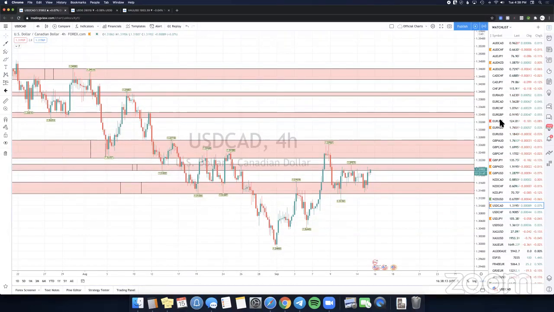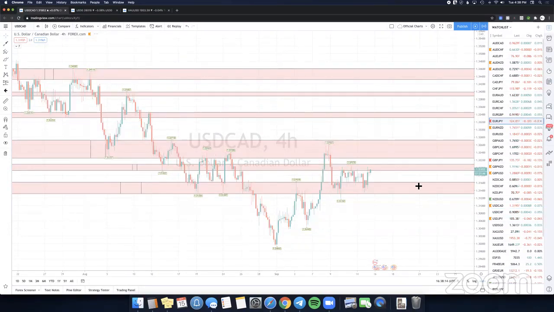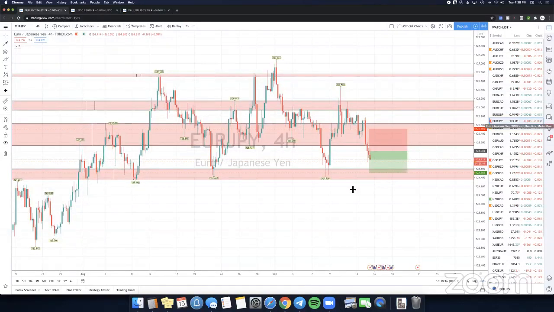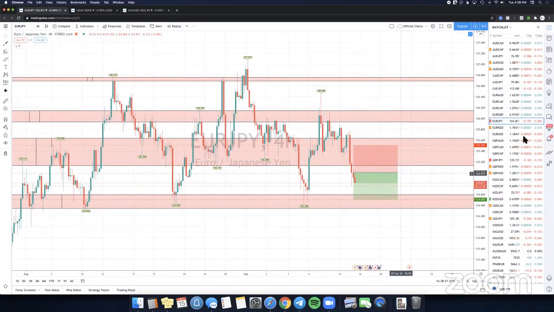But I think the last pair that we left off on was EJ earlier. Or actually, let's go over, looks like our EJ is about to hit TP2 right here for 25 pips. So that's looking great.